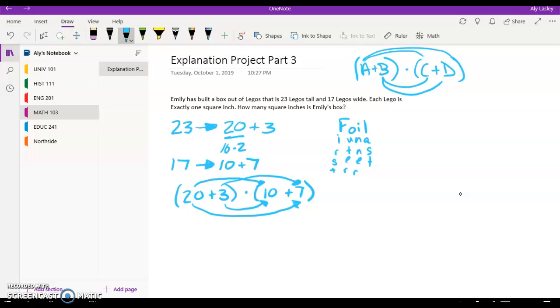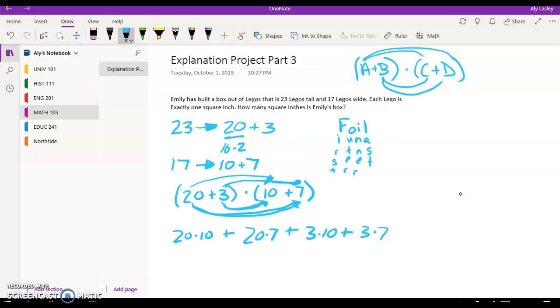So then what we essentially have is 20 times 10 plus 20 times 7 plus 3 times 10 plus 3 times 7. So then we're just going to go through and work those out.